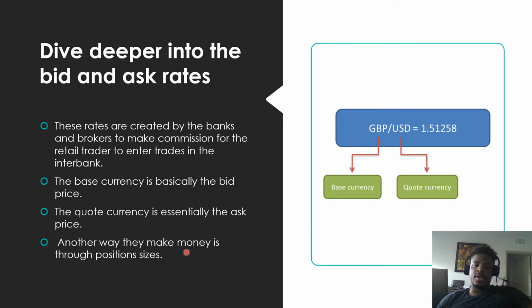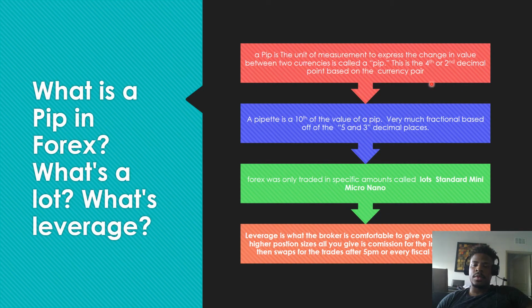And another way you can actually look at money and make money is basically through position sizing. So what is a pip in Forex and what's a lot? And then finally, what's leverage? So a pip is basically a unit of measurement to express the change in value between two currencies.